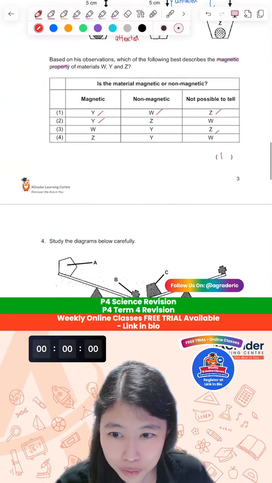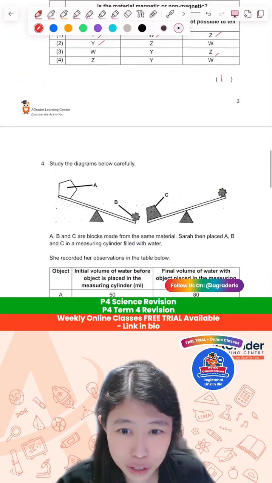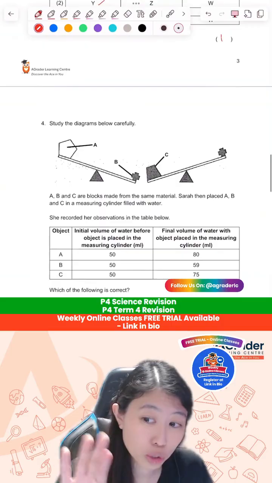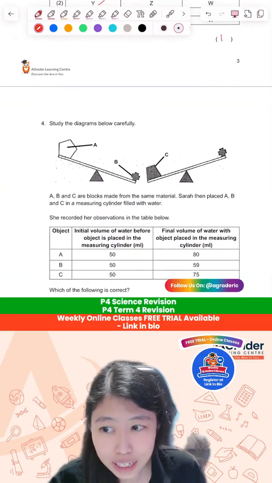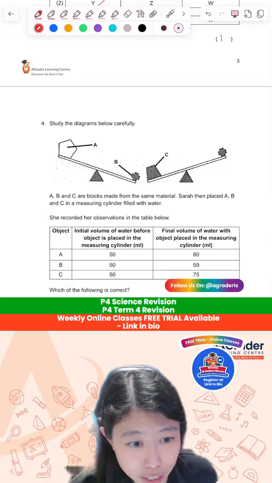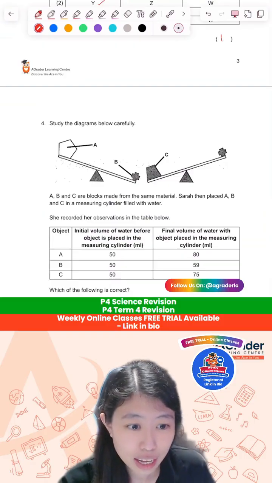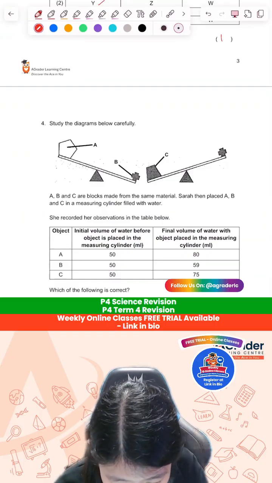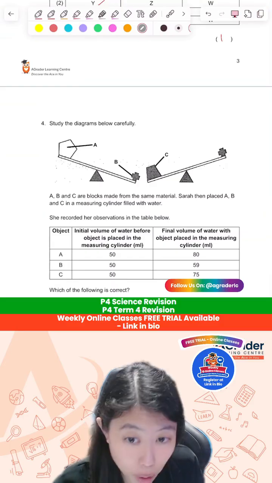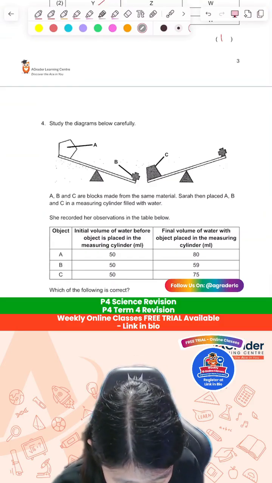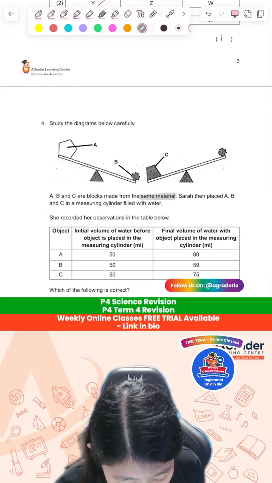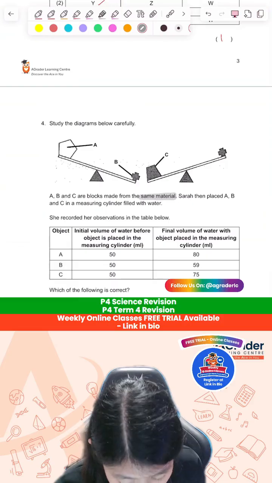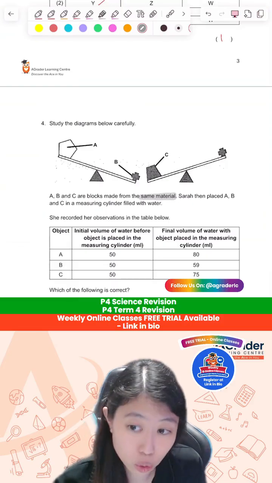Okay, so let's look at question 4. If you know the answers, you can send in to me, but let me show you the top part of the question first. They're asking us to study the diagram below carefully. What happened is A, B, and C are blocks made from the same material. They already say it's the same material, and Sarah then placed A, B, and C in the measuring cylinder filled with water. Okay, take note.